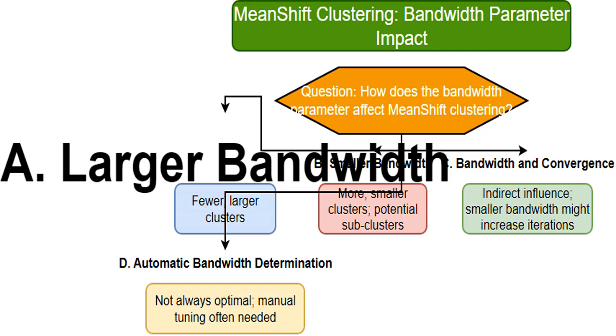A larger bandwidth means a wider search circle. Imagine a larger fishing net, it will catch more fish together. In this case, the algorithm groups more data points together because it considers a larger area around each data point. This leads to fewer, larger clusters because smaller, nearby clusters are combined.